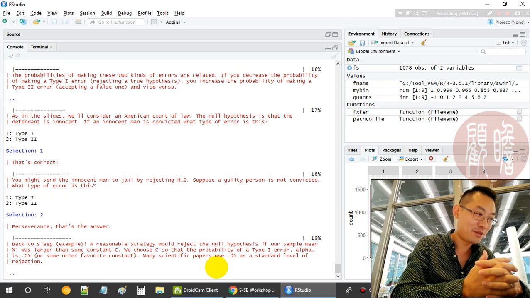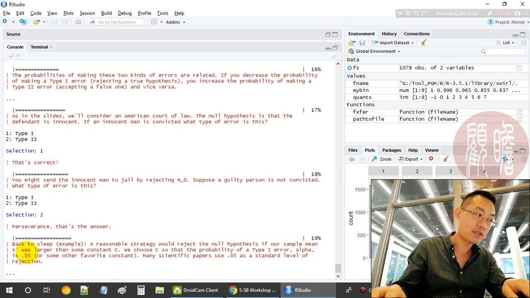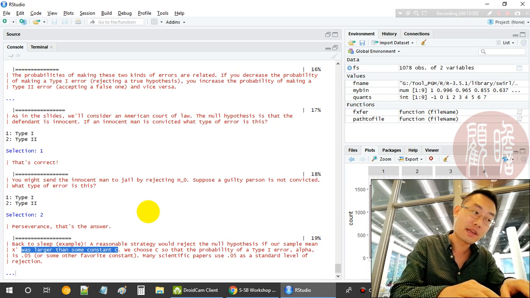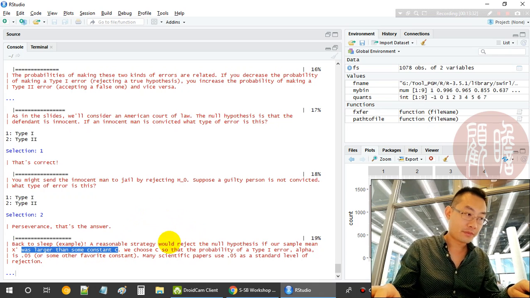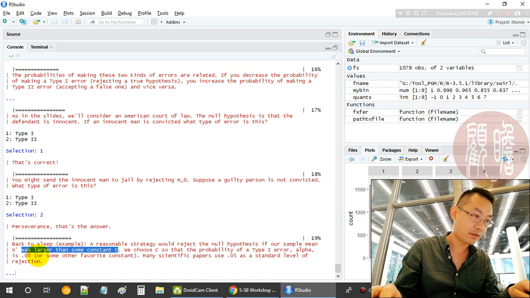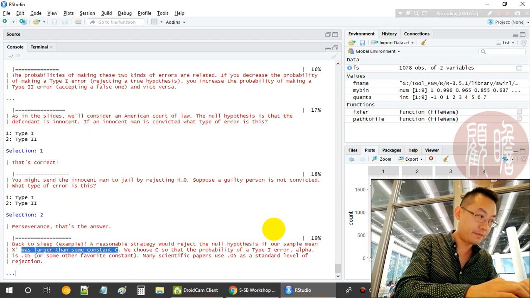Okay, back to the sleep example. A reasonable test would reject the null hypothesis if our sample mean x was larger than some constant c, which is 30 events per hour. The probability of a type 1 error, alpha, is 0.05. Okay, 0.05, a 5% chance. Many scientific papers use 0.05, 5%, as the level of rejection.